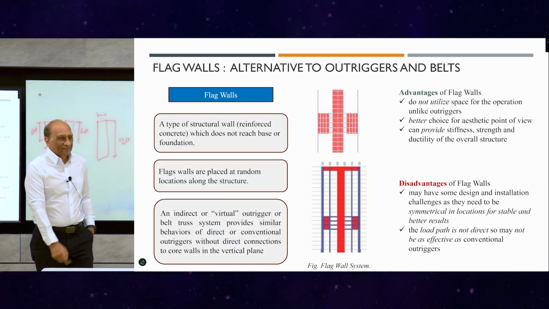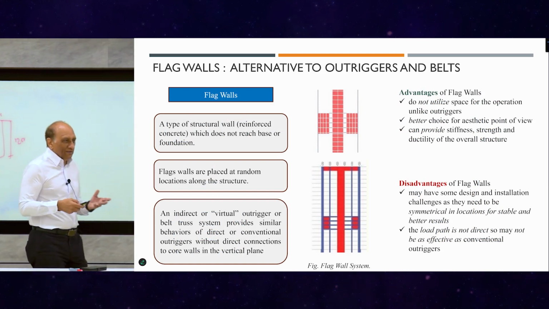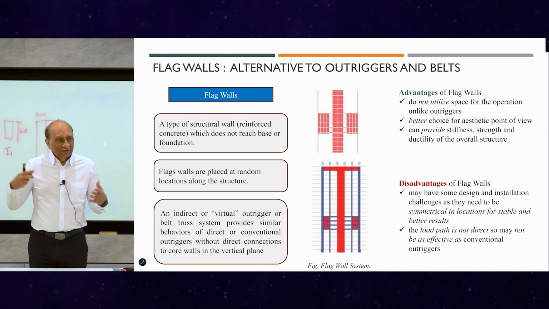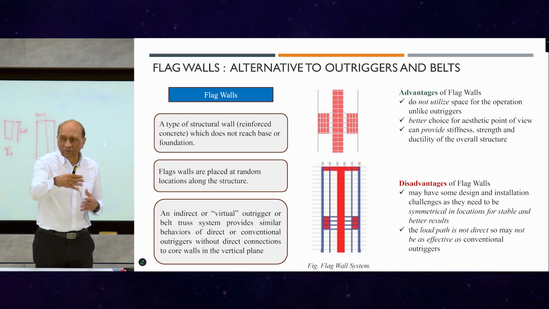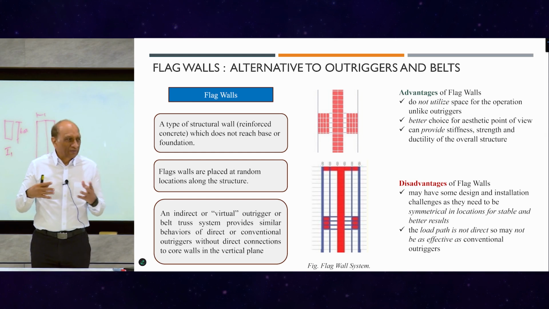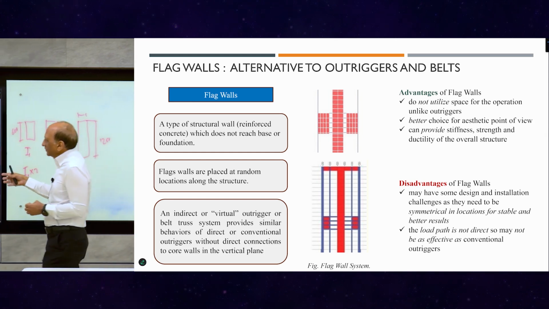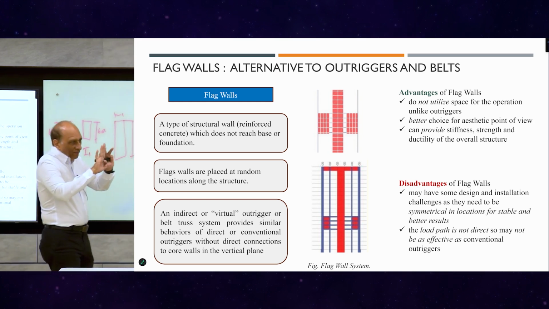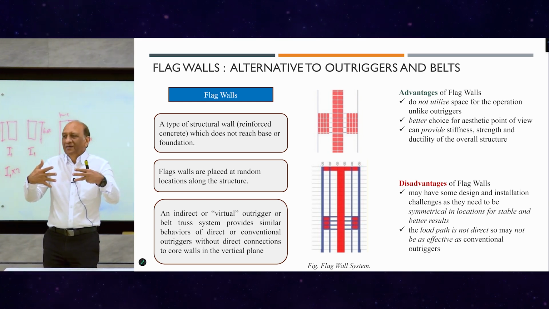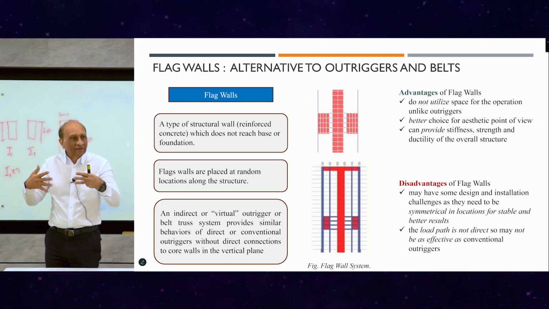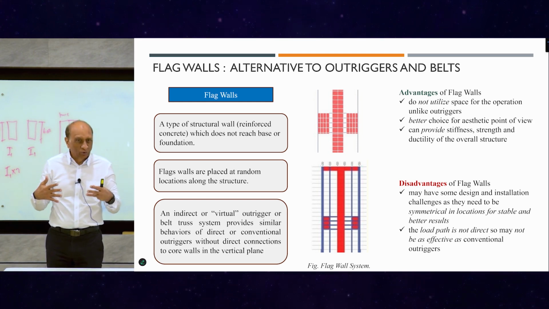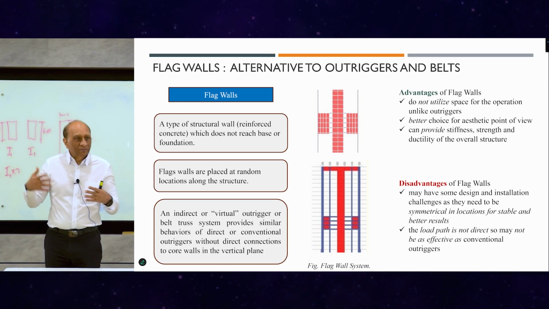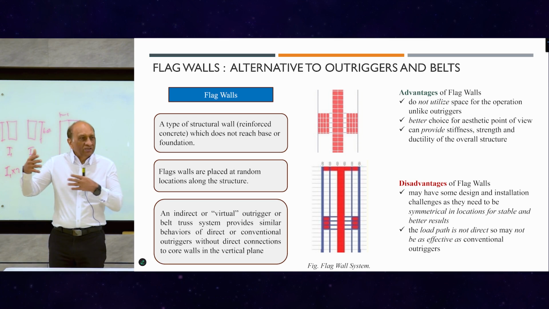Now we come to another interesting idea. Once again, as a solution to the architect's problem that they don't want our outriggers to hit the wall. They just don't want that. So engineers come up with the idea of flag wall. Flag wall is the outrigger without reaching the core, kind of a virtual outrigger to some extent, but at the same time not reaching the floor, and it's distributed.